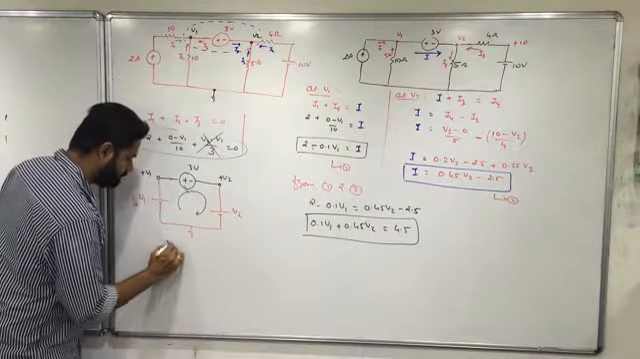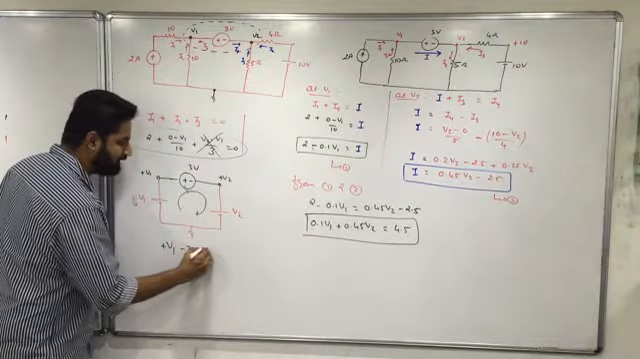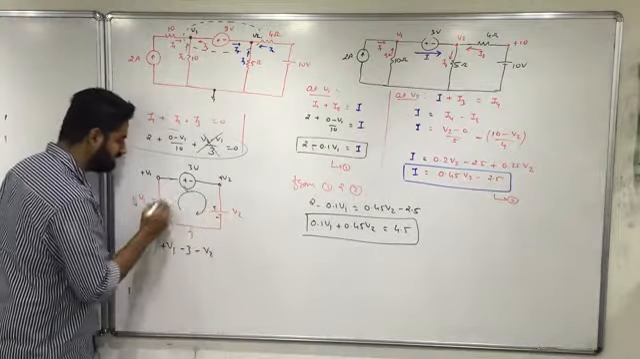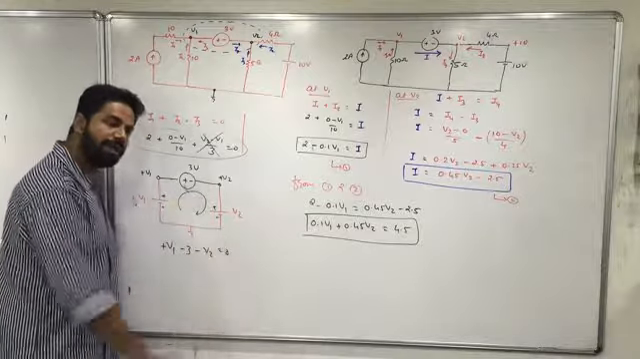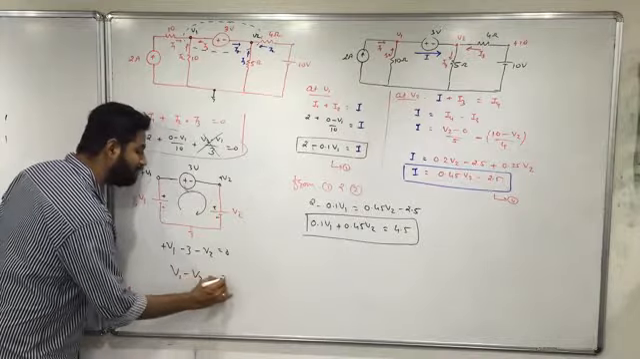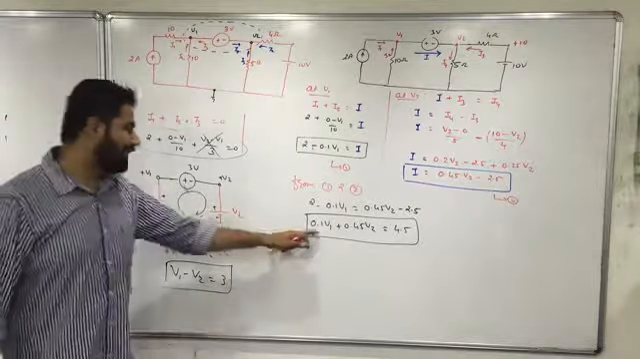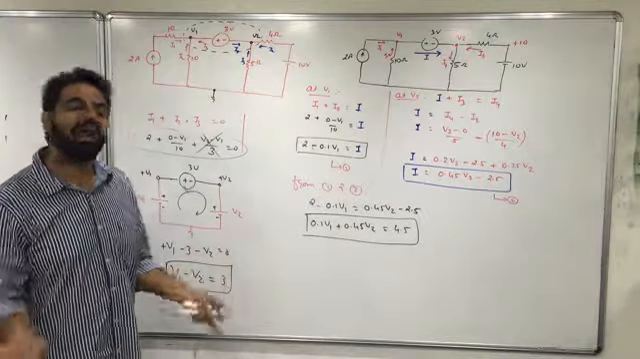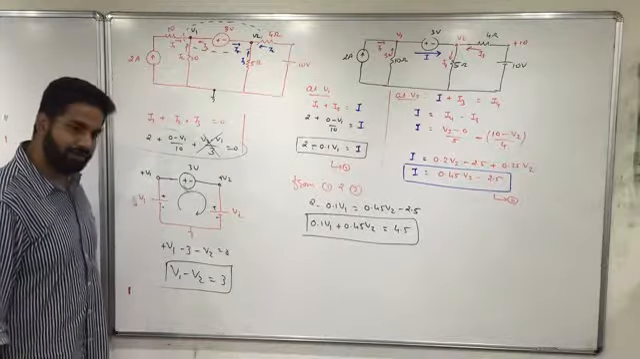V1 is a rise, plus minus 3 is a fall, minus V2 is a fall. Is it clear? So I have got that equal to 0. We have applied a KVL. I have got the equation V1 minus V2 is equal to 3. Is it clear? So I have got two equations, two unknowns. Again I can solve. Is it clear? Any doubt on this?